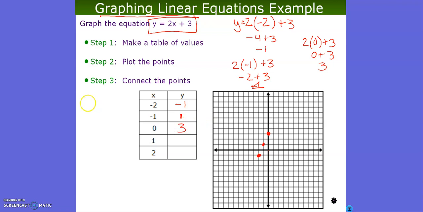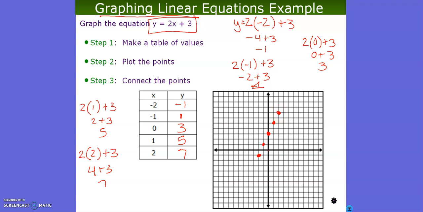We're going to go ahead and plug in 1. So I've got 2 times 1 plus 3. That's 2 plus 3, so that's 5. Over 1, up 1, 2, 3, 4, 5. And then we'll go ahead and plug in the last one. 2 times 2 is 4 plus 3, that gives me 7. Over 2, up 7.